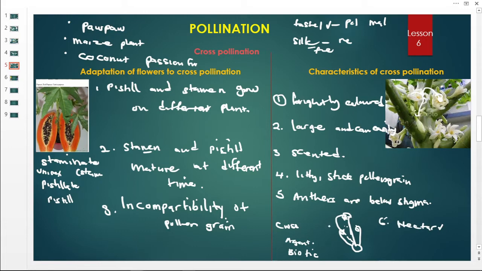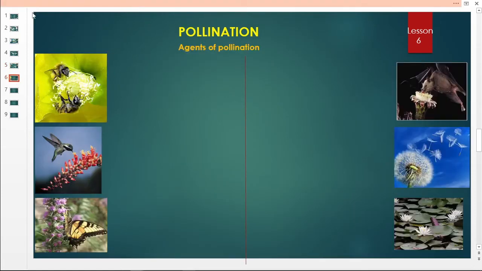Therefore, I hope you've understood clearly the difference between the adaptation and the characteristics of cross-pollinated flowers, and what cross-pollination is. Then let us move on and see what we call the agencies of pollination, the things that aid in carrying pollen grains from the anthers to the stigma. All these pictures you are seeing are showing us the agents of pollination. Agents of pollination means the carriers of pollen grains, the things that carry pollen grains from the anthers to the stigma of a flower.